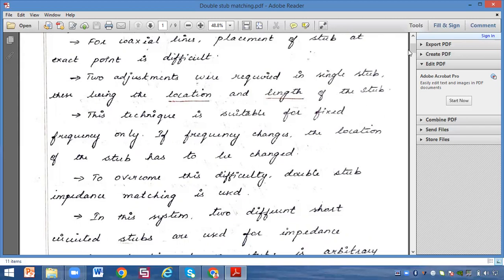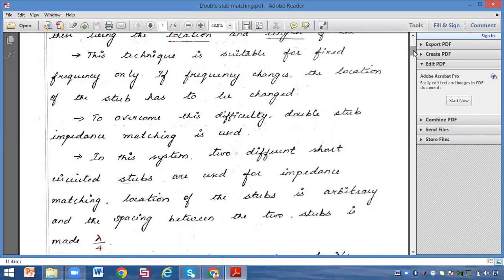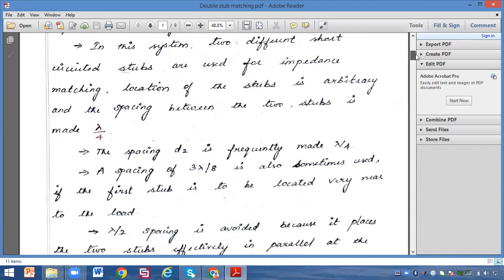To overcome this difficulty, double stub impedance matching is used. To overcome all these limitations, we can use double stub matching. In this system, two different short-circuited stubs are used for impedance matching. The location of the stub is arbitrary, and the spacing between the two stubs is made lambda by 4. In single stub matching, the spacing is lambda by 2.